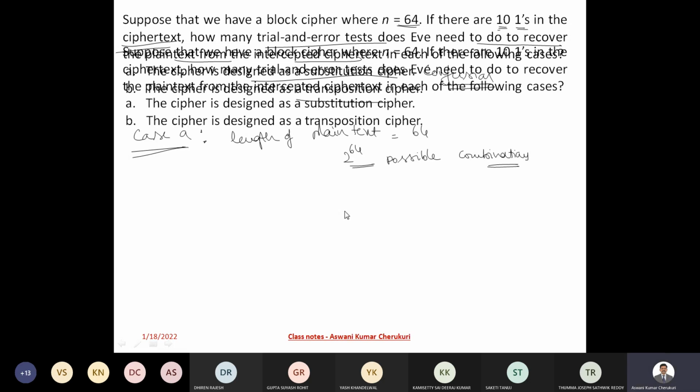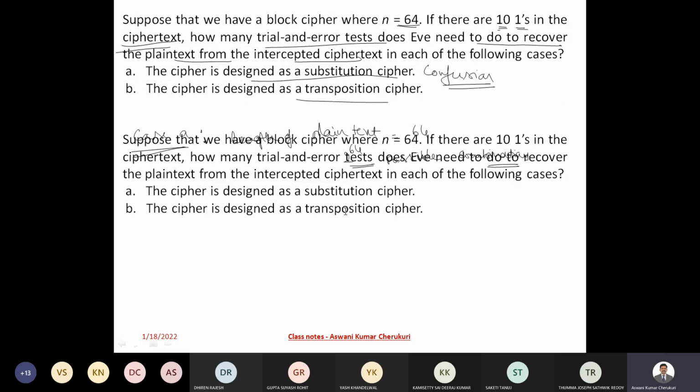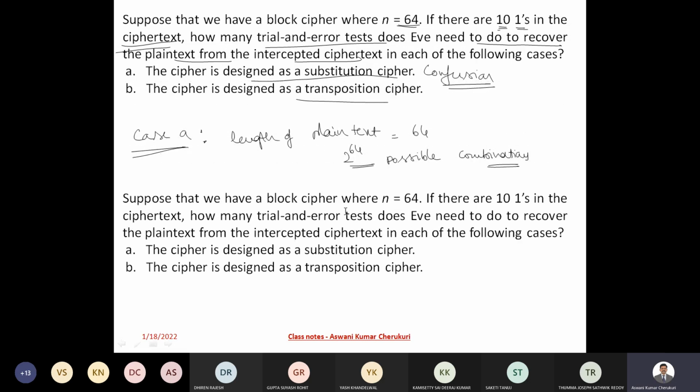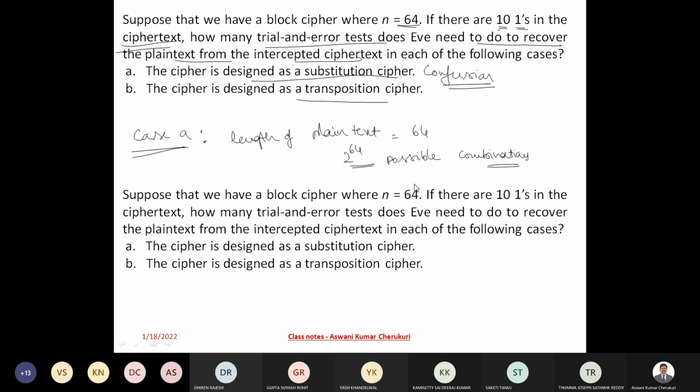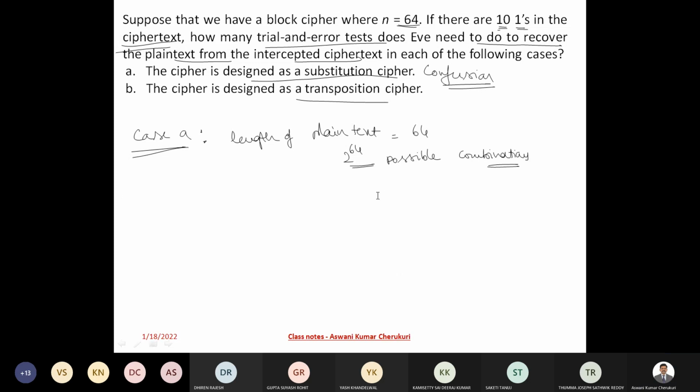So because of that, I'll give you the answer. Let me. Are you able to see the answer? No?